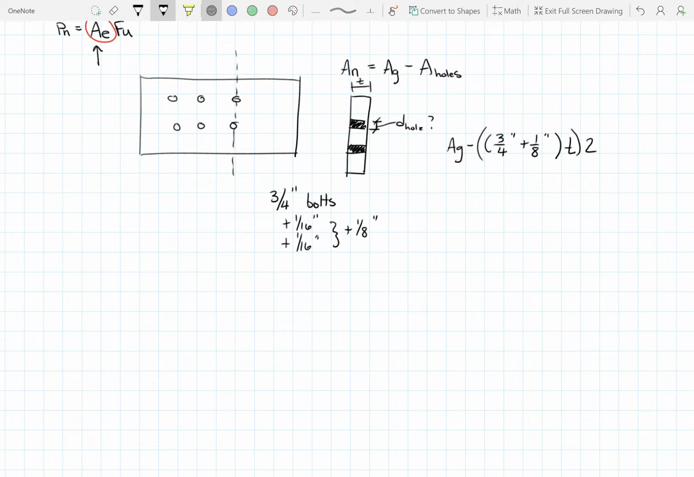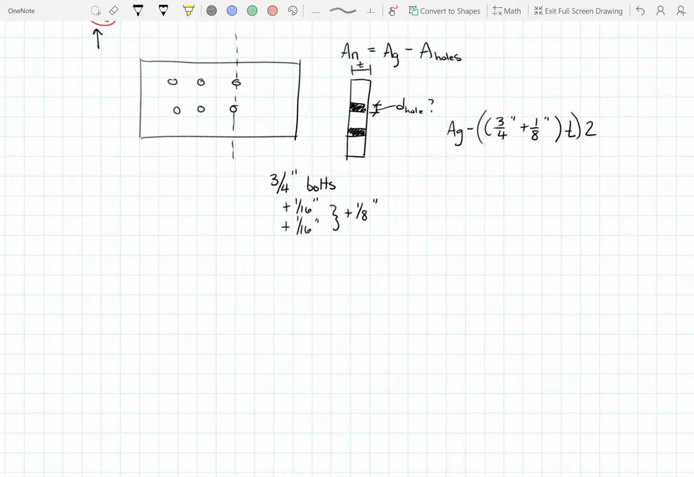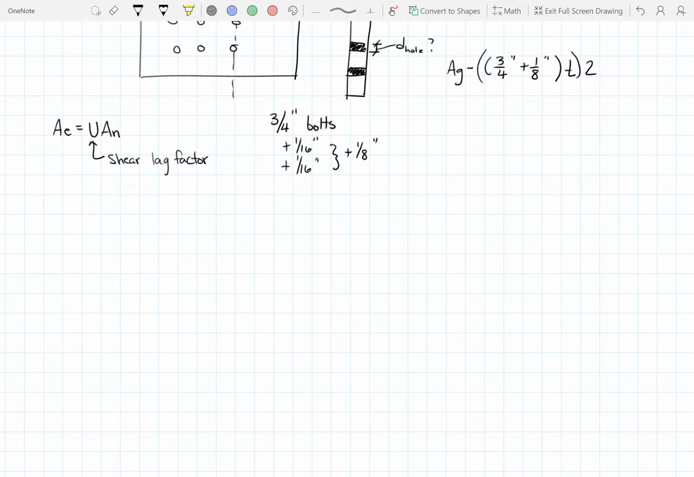Now, in order to calculate your effective cross-sectional area, AE is equal to U times AN, where U is the shear lag factor. The shear lag factor accounts for a phenomenon where the tensile stress is not taken by the entire cross-section at given points. So let me illustrate this.